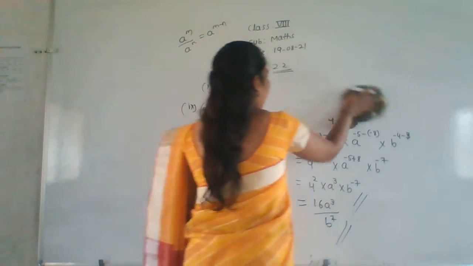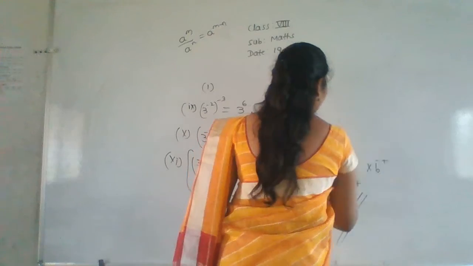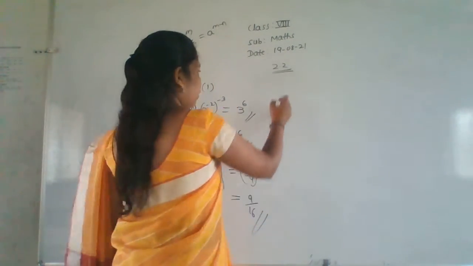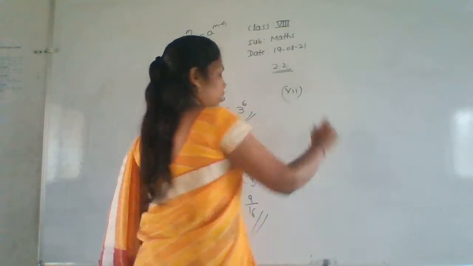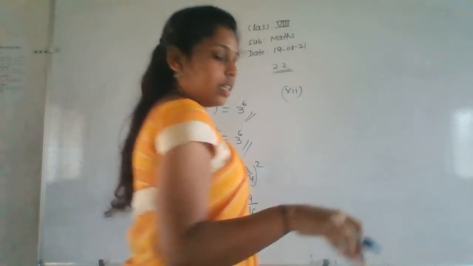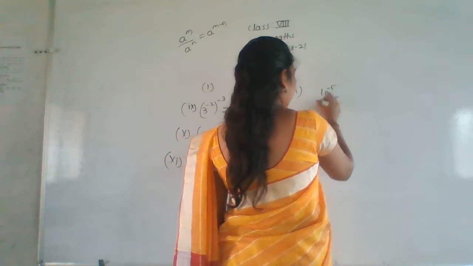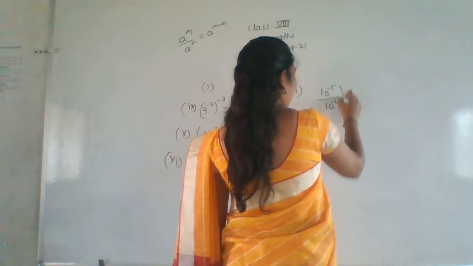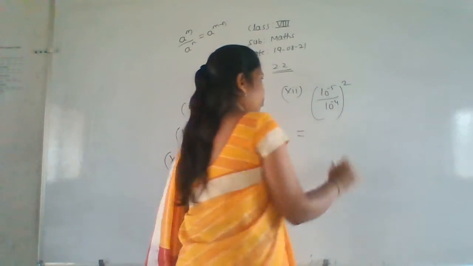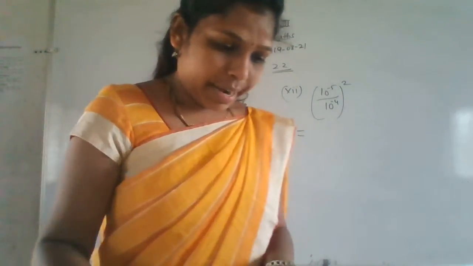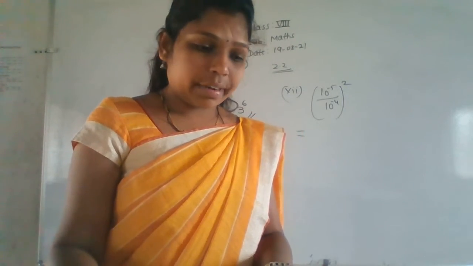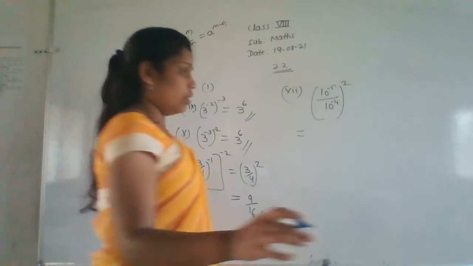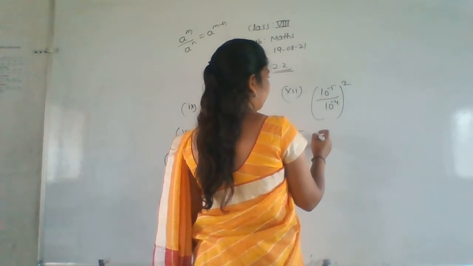We'll do the 12th problem. Last problem of the first main. 12th one. 10 to the power minus 5 divided by 10 to the power minus 4, whole to the power 2, they given here. So next here, just multiply here.